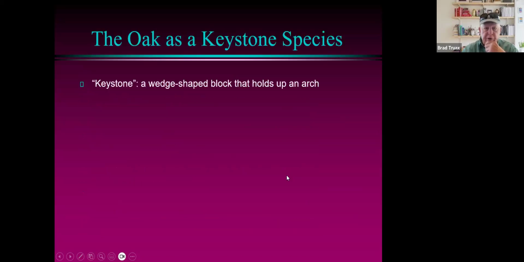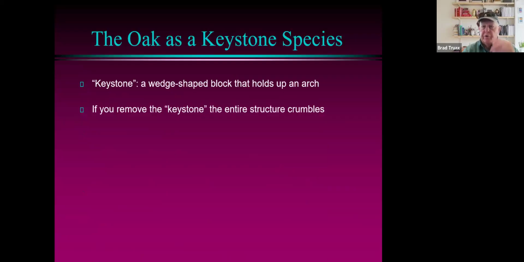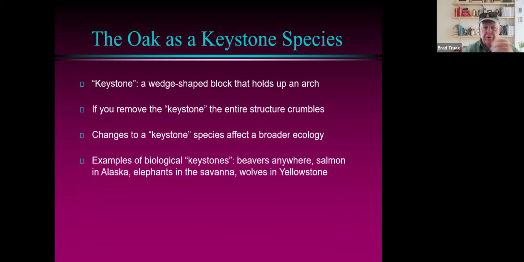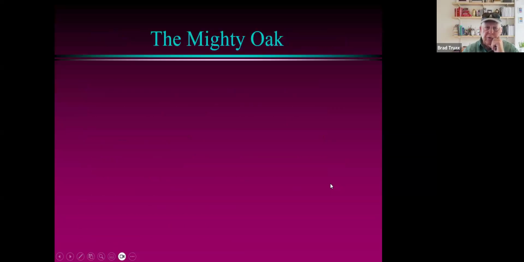A keystone species is important. A keystone is a wedge-shaped block that holds up an arch. And if you remove that keystone, the entire structure crumbles. So changes to a keystone species would affect a broader ecology. And examples of biological keystones are beavers almost anywhere, salmon in Alaska, elephants in the savanna, and wolves in Yellowstone Park. So is the oak a keystone species?